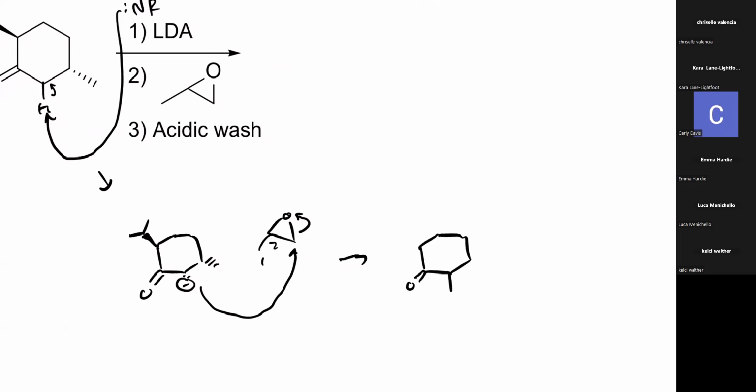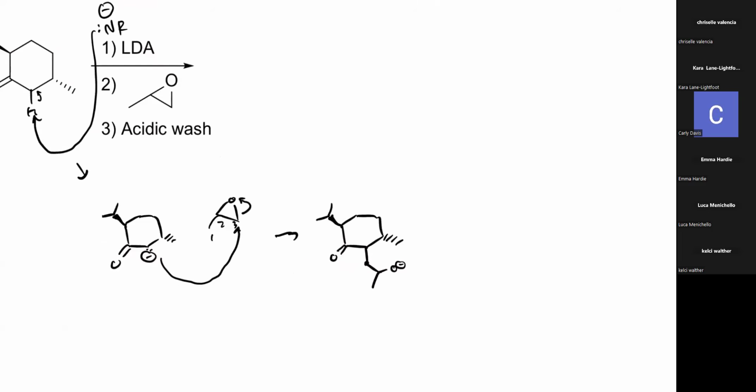Carbon counting is important here. So I added into carbon 3. The oxygen moved to carbon 2. And I still have carbon 1 there. And I still have this methyl sitting here and this isopropyl that are just hanging out.